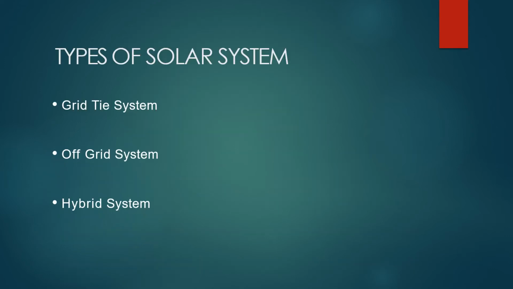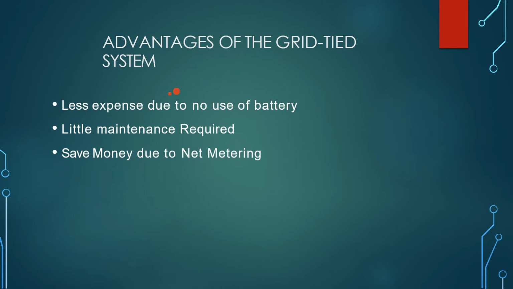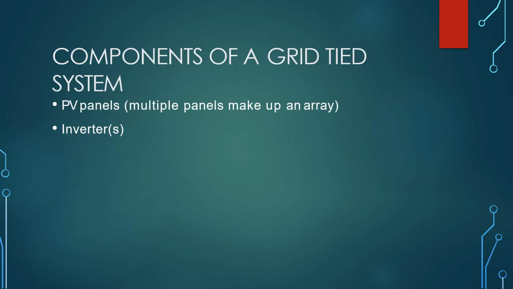And different solar systems are grid-tied system, off-grid, and hybrid. A grid-tied PV system is an electricity generating solar PV system that is connected to the utility grid. Advantages of using grid-connected solar PV system are they are easier to install as they do not require a battery system, little maintenance required, and they can save money due to net metering. A grid-connected PV system mainly consists of solar panels and inverter.